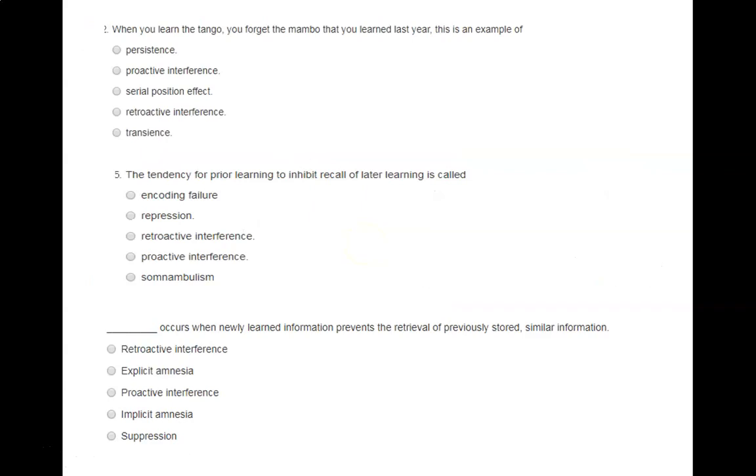Okay, so you learn the tango and you forget the mambo that you learned last year. So this would be new, and that's old. New blocks old would be retroactive. New information prevents the retrieval of old. New blocks old. Again, that is retroactive. All right. Tendency of prior learning to inhibit recall of later. So old blocks new. That would be proactive.